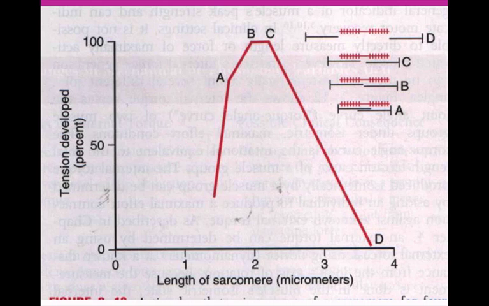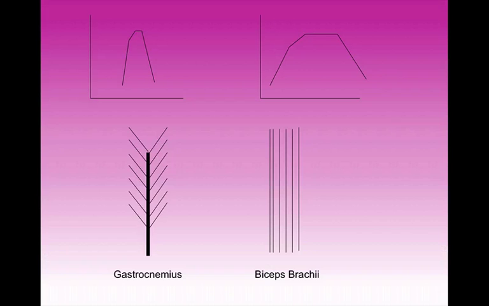Between C and D, this is called the descending limb. Here we continue to lengthen the sarcomere. And now, as we lengthen this, the binding sites on the extremes of the actin filaments become unavailable to the myosin heads, and as we continue to lengthen, fewer and fewer binding sites are available, and as such we can't produce as much force.